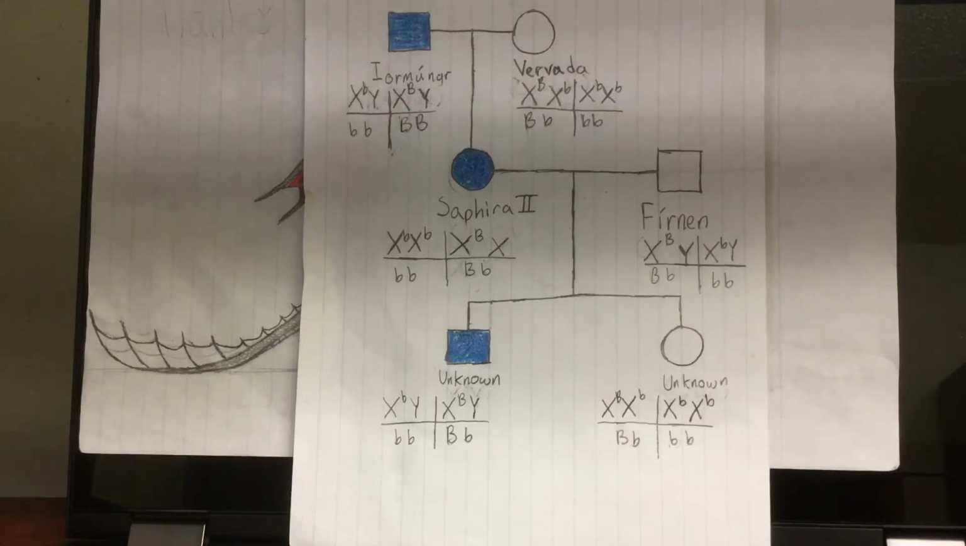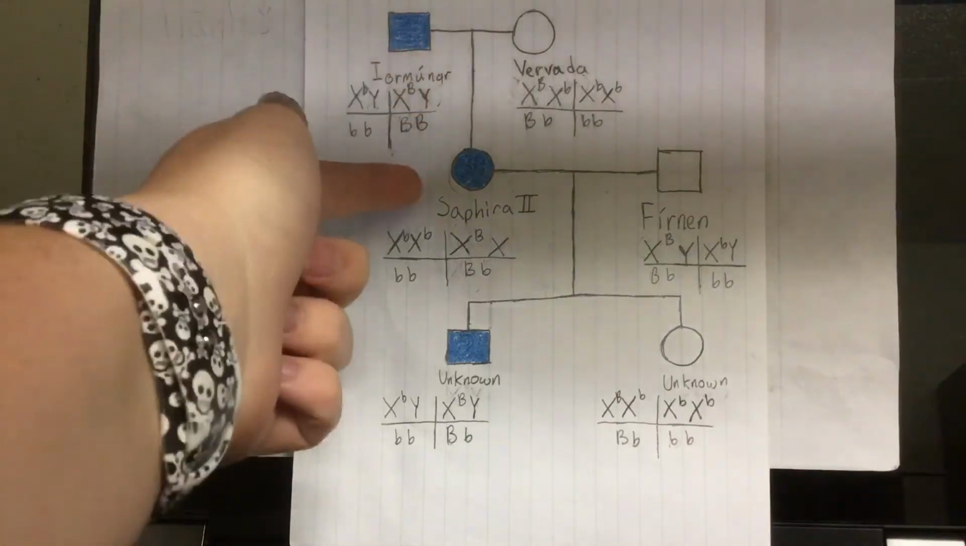Basically, if it is an X-linked trait, which means it is a sex-linked trait, Y is the male sex chromosome, X is the female. If you are male, you are XY. If you are female, you are XX. If it is X-linked dominant, then more will be blue, as you can see.